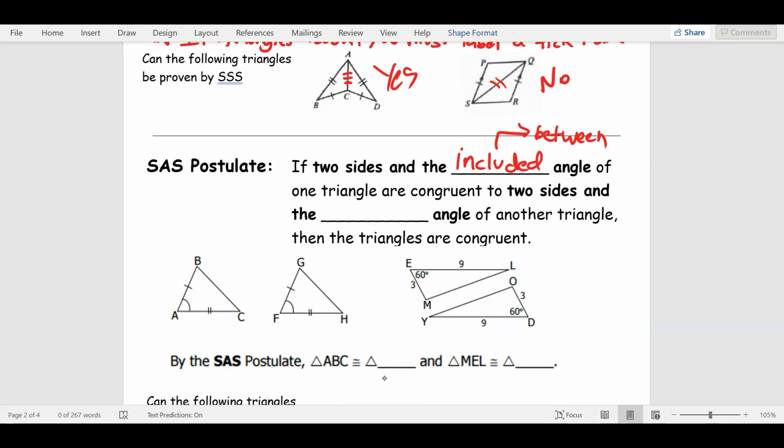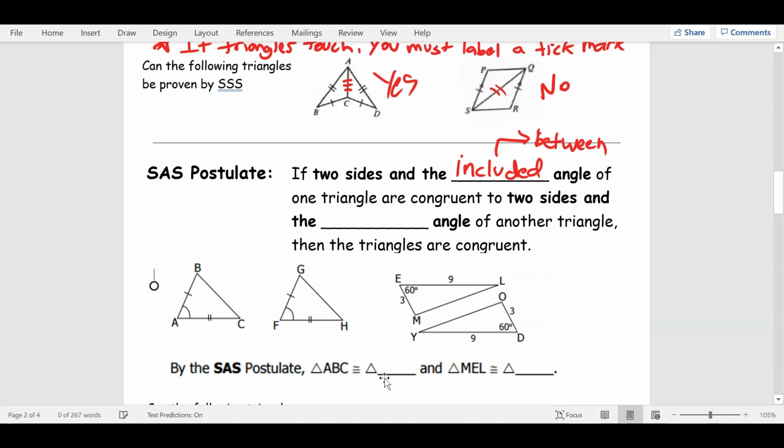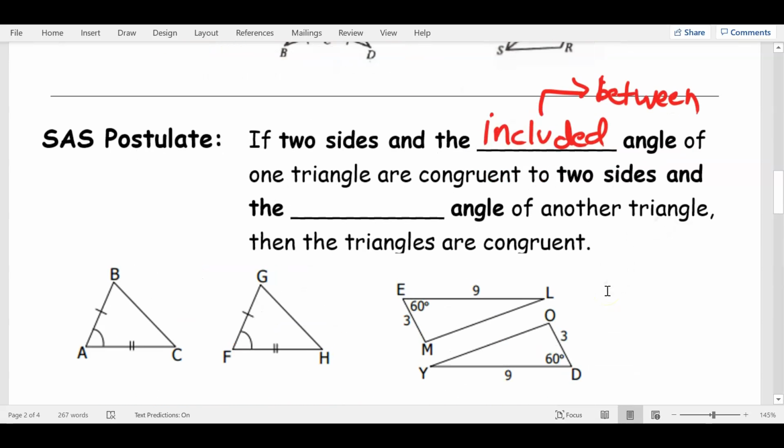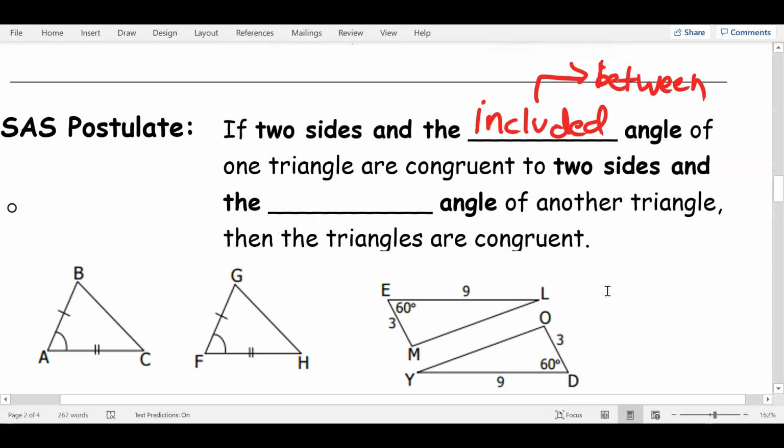What does included mean? Everyone else don't know that? Included means between. Go away. Okay, here we go.